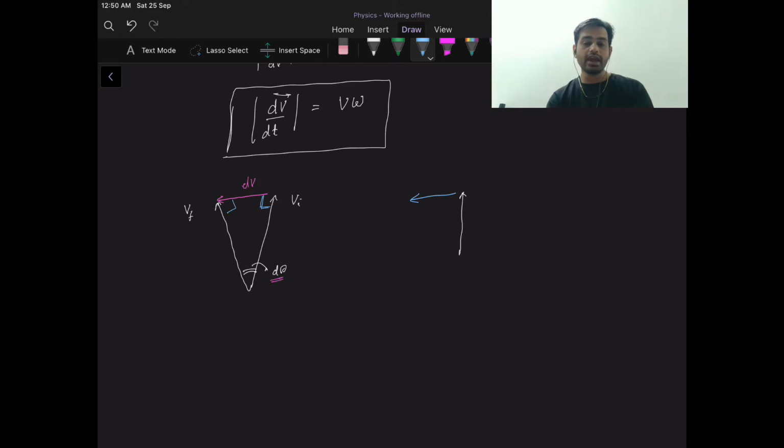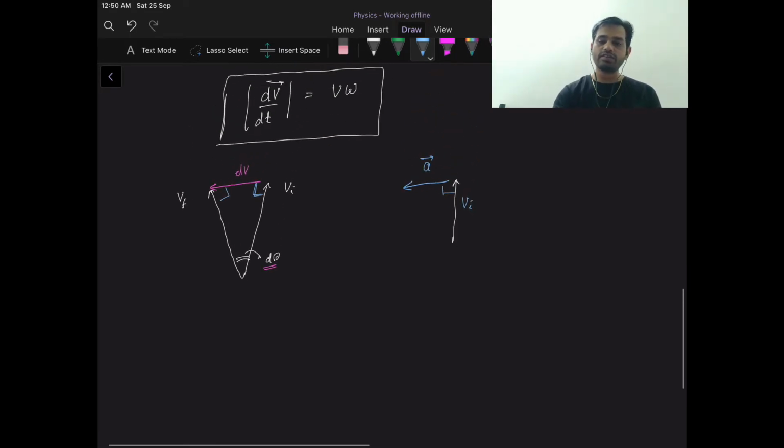Okay, and we know that acceleration is just the rate of change of velocity. So the direction of acceleration will be towards the direction of change in velocity. The direction of change in velocity will be something like this. So this will be the direction of acceleration. Understood? Is this clear? So this was the initial velocity vector and this is the direction of acceleration.